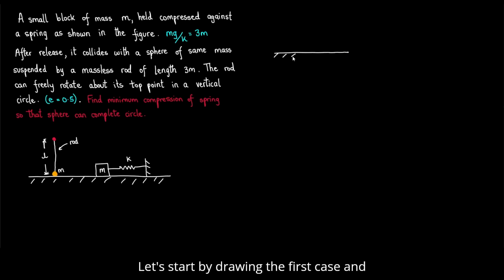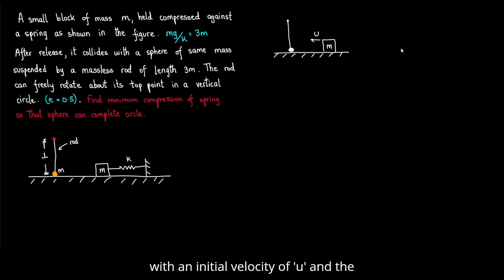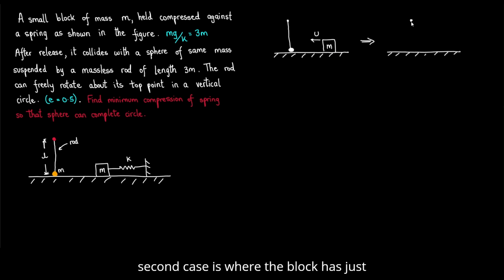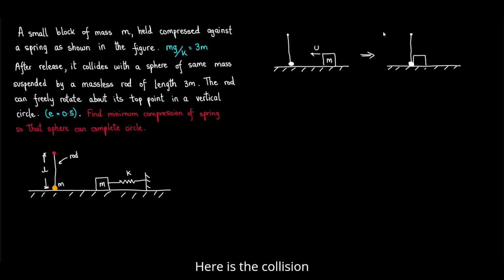Let's start by drawing the first case and the second case. The first case is where the initial block of mass m is traveling with an initial velocity of u, and the second case is where the block has just collided with the sphere. Here is the collision, and the sphere will travel with a velocity of v2, while the block will travel with a velocity of v1. Let's write the equation that will give us the relation between u, v1, and v2.